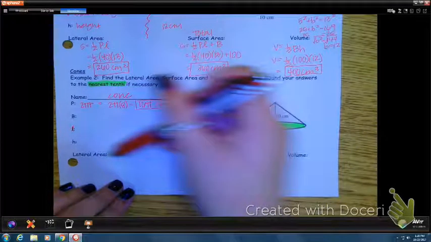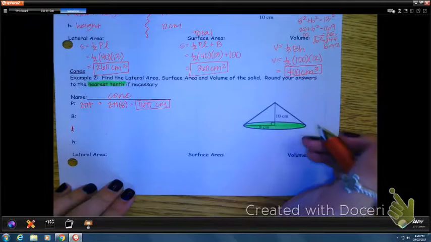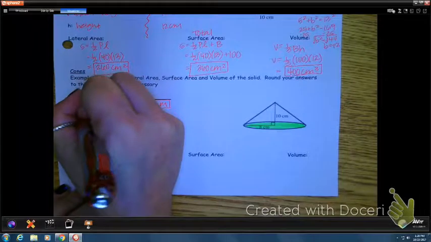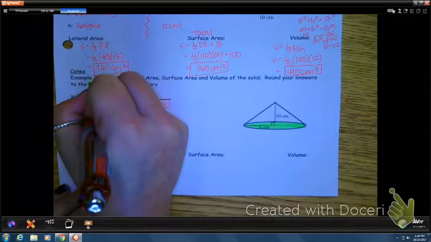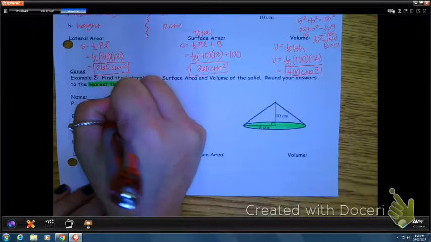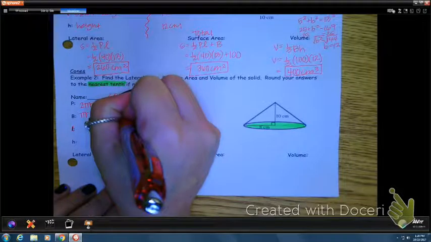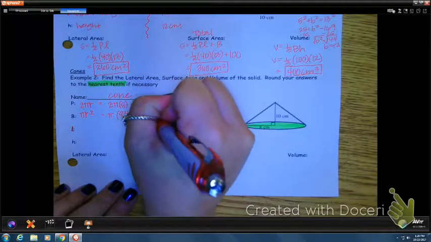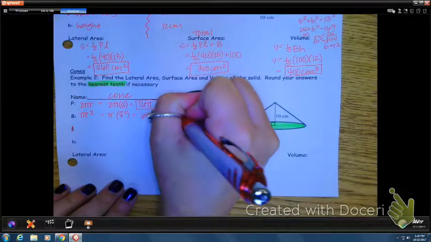Our areas. Area of the base is a circle, so you have pi r squared, pi 8 squared, 64 pi centimeters squared.